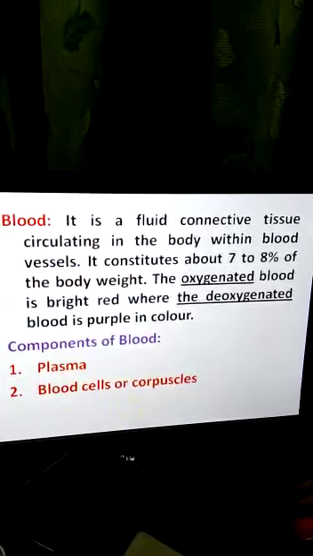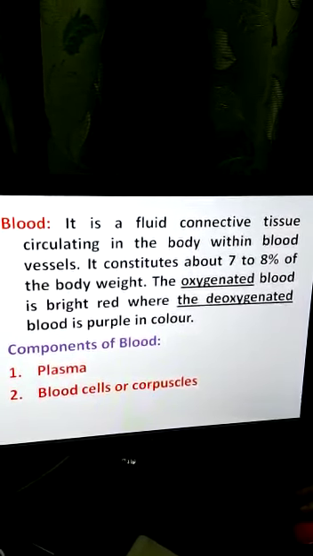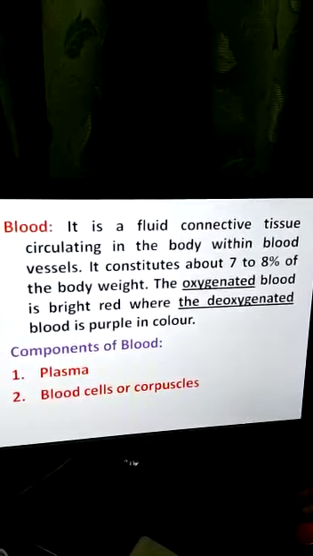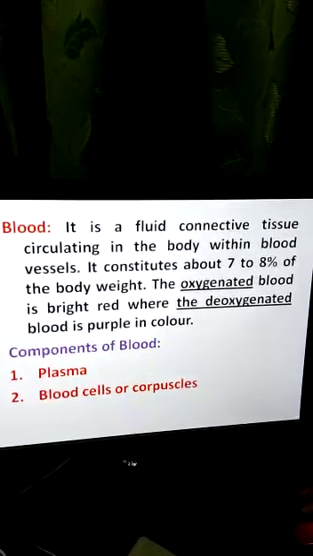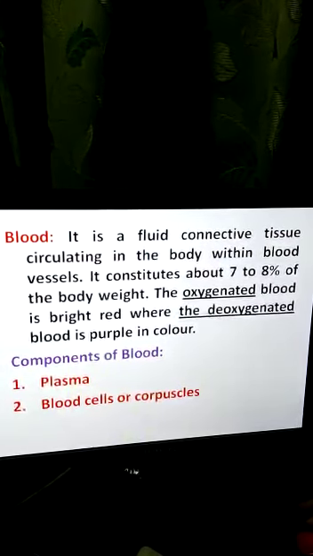Students, you all have read in class 9 in the tissue chapter that there are different types of tissue, and blood is known as the fluid connective tissue, circulating in the body within blood vessels. It constitutes about 7 to 8% of the body weight. The oxygenated blood is bright red, whereas the deoxygenated blood is purple in color. What is the meaning of oxygenated blood? When oxygen mixes with the blood, it becomes oxygenated.